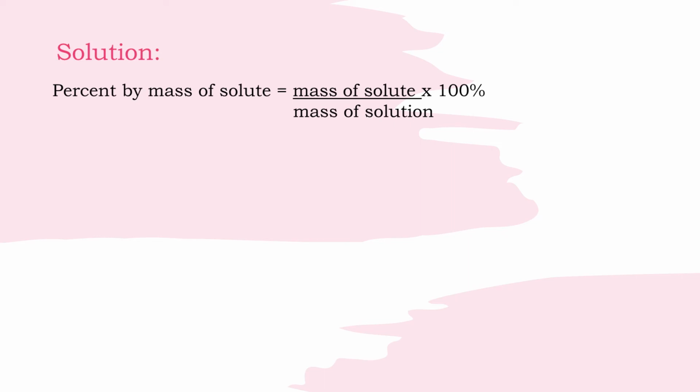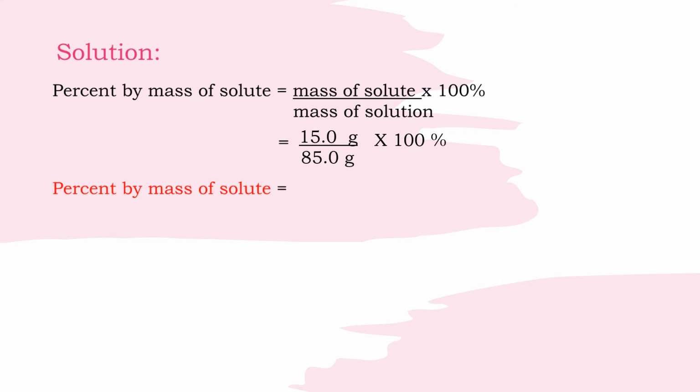Okay, so let us now calculate. So get first the mass percent of solute or the percent by mass of solute. Substitution na tayo ng given value. So we have the mass of solute is 15.0 grams. The mass of solution is 85.0 grams times 100%. So what is now the percent by mass of solute? Is equal to 17.6%. That is for the mass of solute.